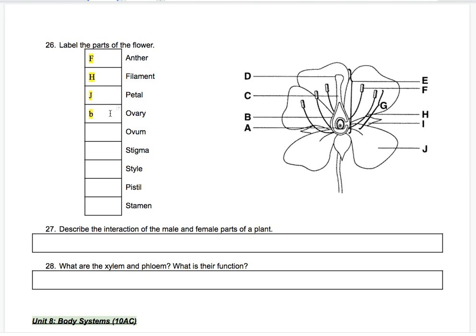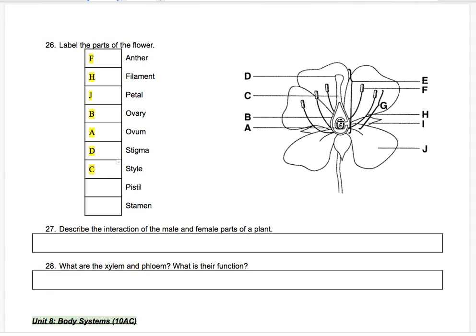Remember, there are more male parts than there are female parts. Inside the ovary, we have the ovum, and that's where the seeds are going to develop for the plant. The stigma is on the very top of the female part, and that's going to be in charge of capturing the pollen, and it's going to go down the style, that's C, and then it's going to go into the ovary.